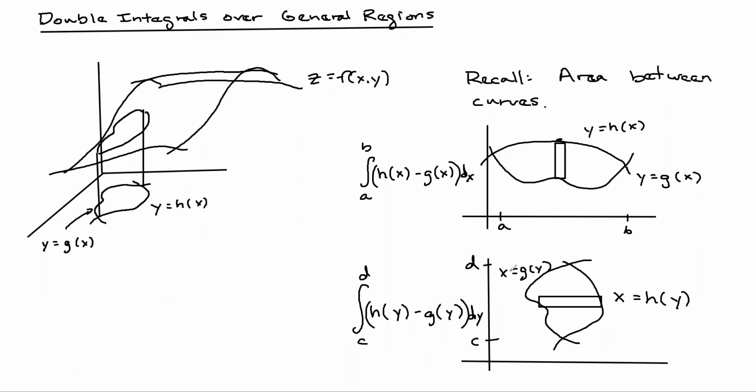All right, so for the context of this class, what we're going to do is call this first one a type 1 area between curves problem. And then we're going to say this is a type 2 area between curves problem. And so if we transition back to our volume problem, you can see that the way that I've drawn the base and the way that I've described it with functions, where you have y equals a function of x and y equals a function of x, this is a type 1 base.